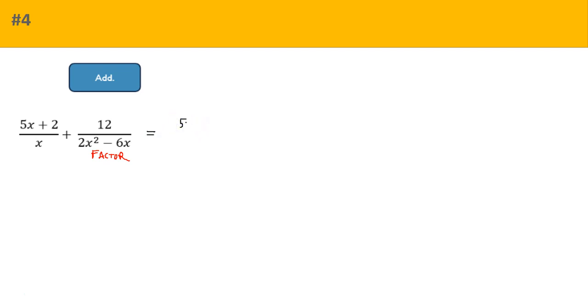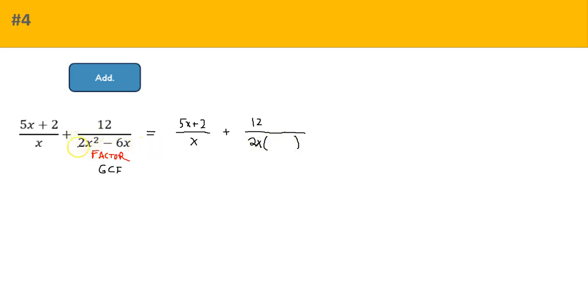Okay, in the numerator on the top left, we got 5x plus 2 divided over x, plus 12 over, okay, let's factor this. So if we look at our 2x squared minus 6x, we're going to factor by using the greatest common factor. Between 2 and 6, the greatest common factor is 2. Between x squared and x, what can be taken out of both is x. We can take out an x. All right, so we take out a 2x. What's going to be left over?